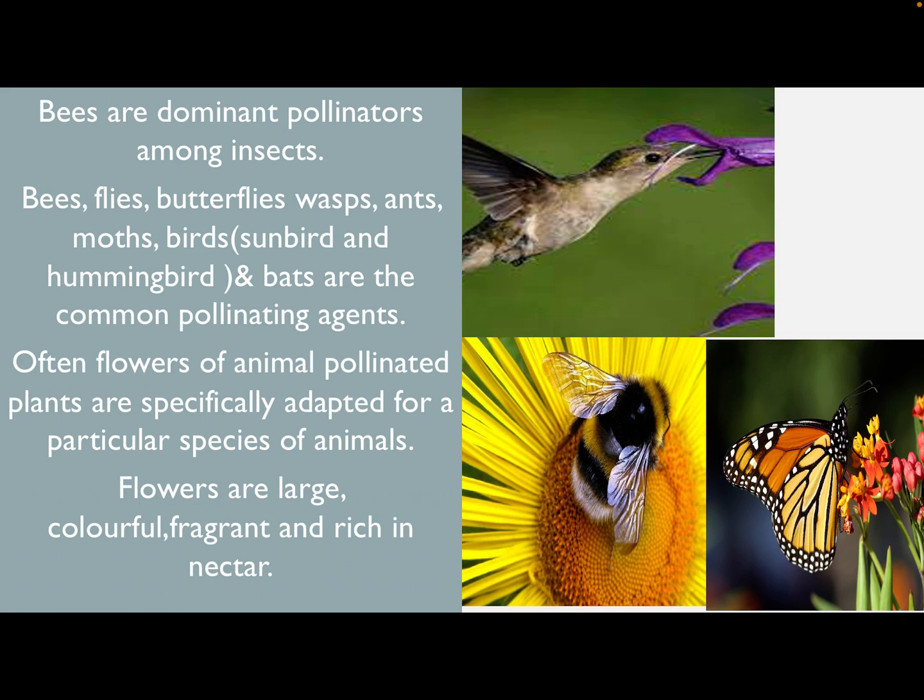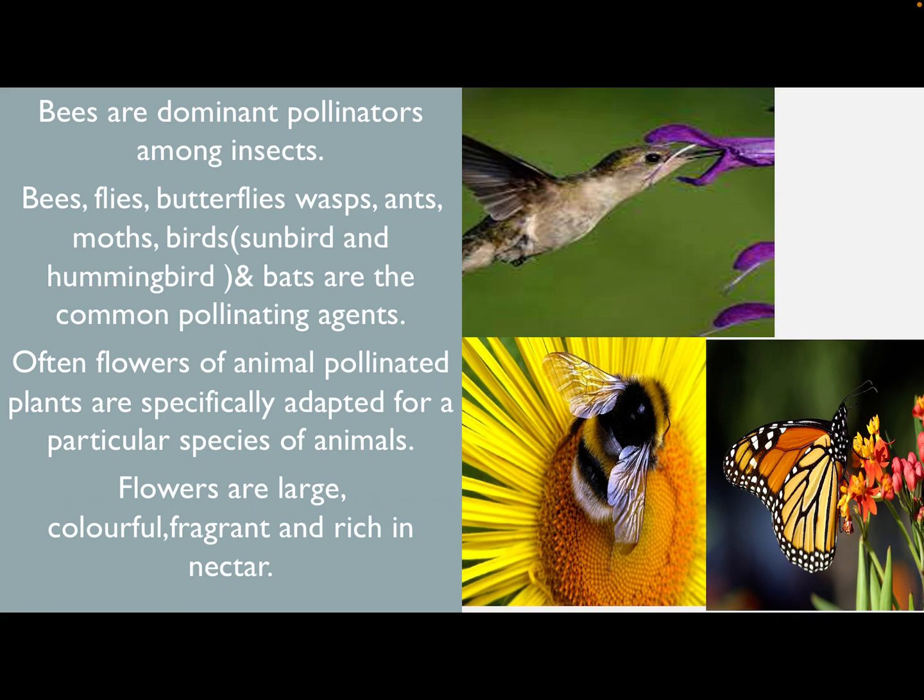Bees are dominant pollinators among insects. Among all the insects of entomophilic plants, bees are the dominant ones. They do most of the pollinating work. Bees, flies, butterflies, wasps, ants, moths, birds. Among birds, sunbirds and hummingbirds are very important, and bats are common pollinating agents.